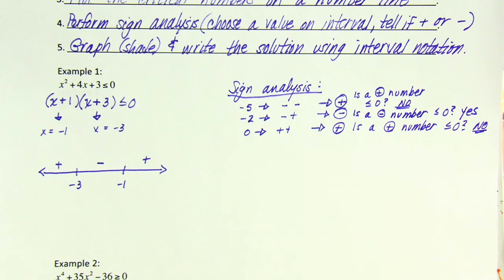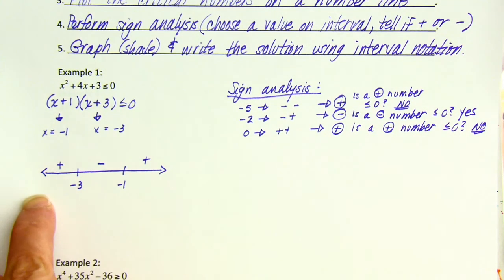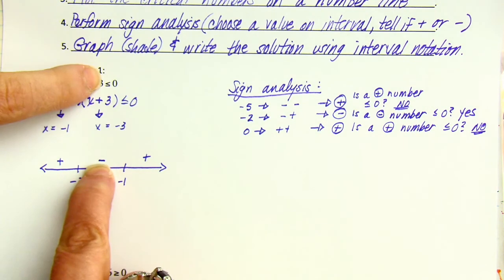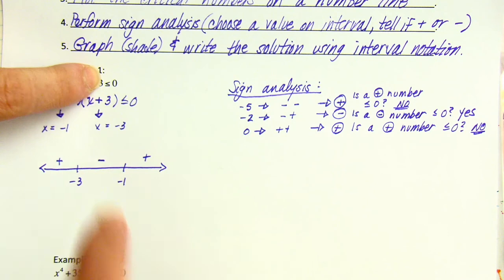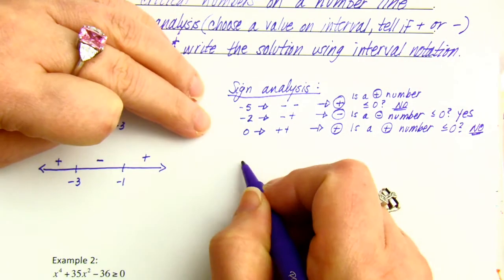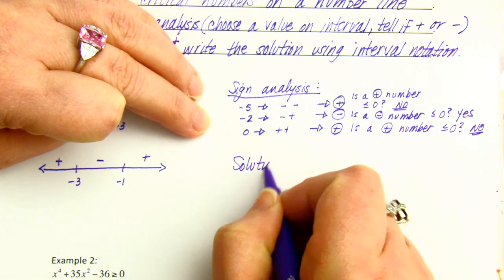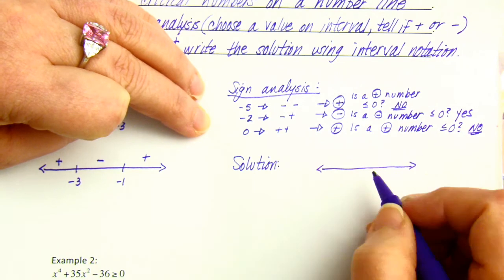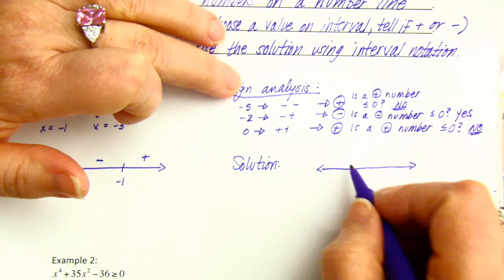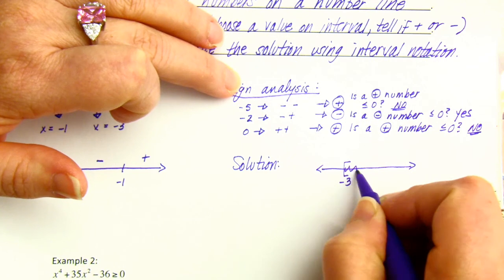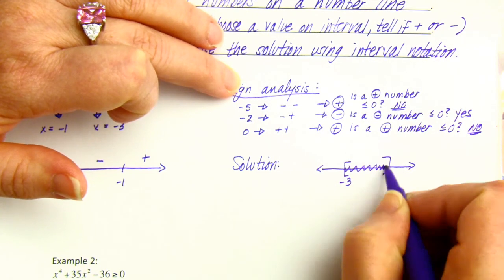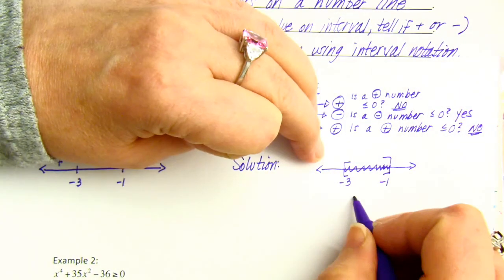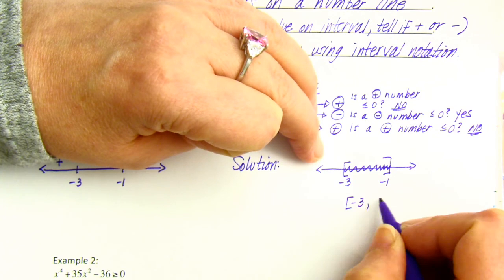So I'm looking at where I have this marked on my number line. Only a negative number is less than or equal to 0. So my solutions are here in between. Now I'm ready to give my solution, which is a graph. Equal to means include. So I'm between negative 3 and negative 1, including both of those. And then my solution in interval notation is the interval from negative 3 to negative 1 with brackets.